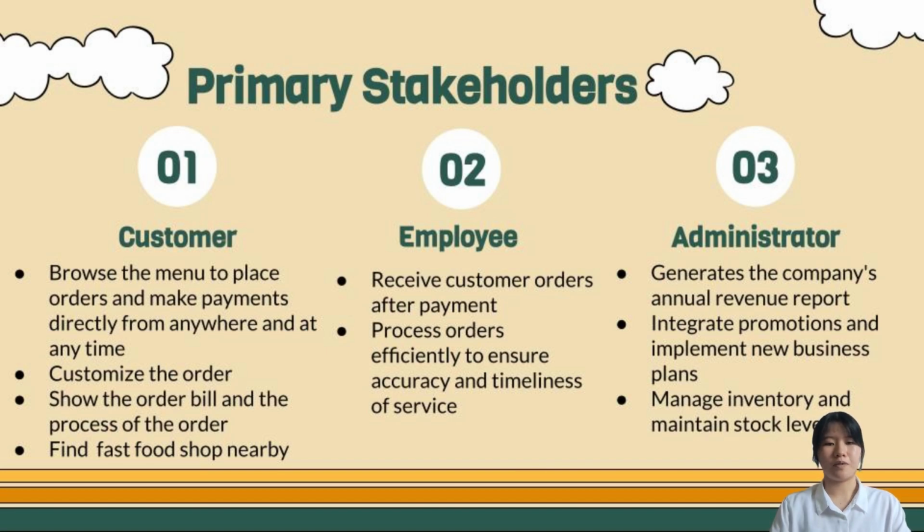The second one is employee. After payment is made, employees including kitchen staff will receive customer orders from the ordering system and process the orders efficiently, ensuring accuracy and timely service. The last one is administrator.